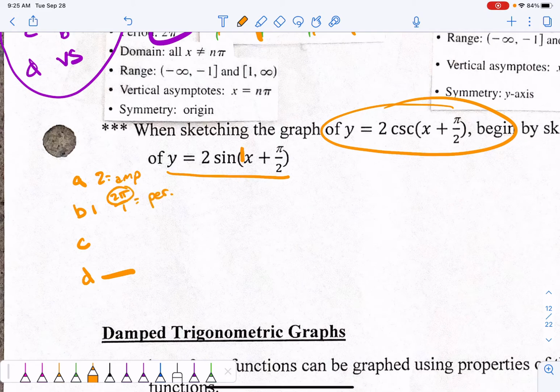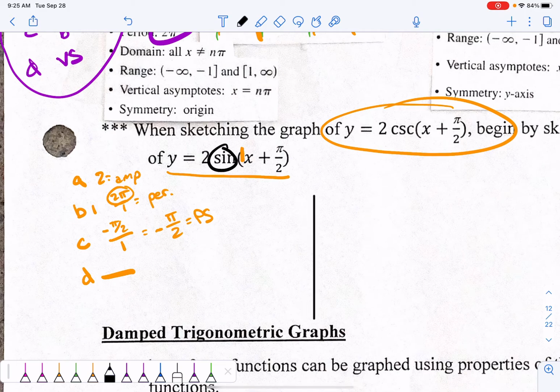So it stays normal. And then for C, we do negative C, which is pi over 2, divided by B, which is just 1. So negative pi over 2. That's going to be my phase shift or my horizontal shift. Okay, so we've got all of that information. We're going to start by graphing sine first and not cosecant. And we're shifting to the left pi over 2, so give a little bit of room to the left so that we can do that.